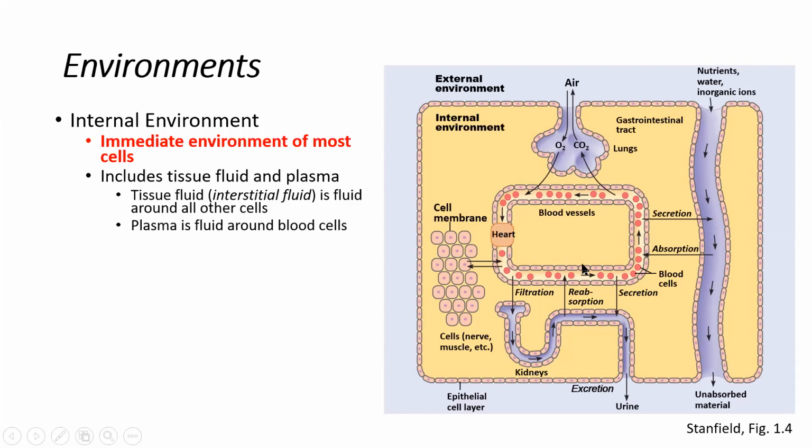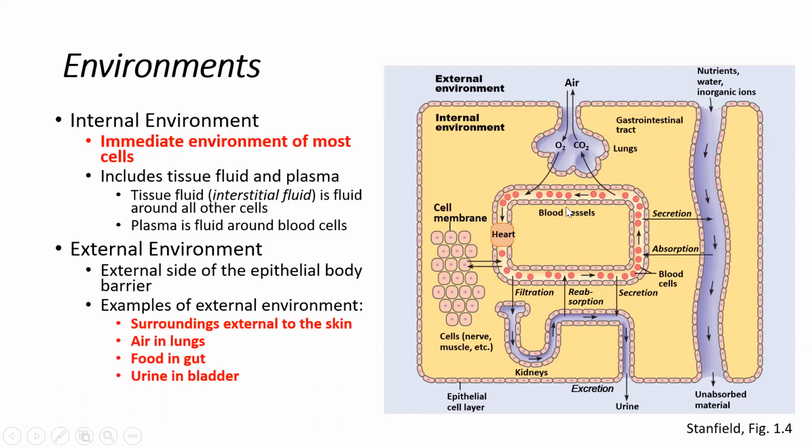All of this makes up our internal body environment, and we can distinguish that from the external environment. This is anything that comes in contact with the outside. Think about the air that's sitting in your lungs. It's coming in direct contact with the external environment. The food, the nutrients, water, ions that are sitting in your gut, those are coming in contact. Although they're inside your body, they're still coming in contact with the external environment, as well as the urine in your urinary tract. Again, although it's within the urinary tract inside your body, it is still considered a part of the external environment.